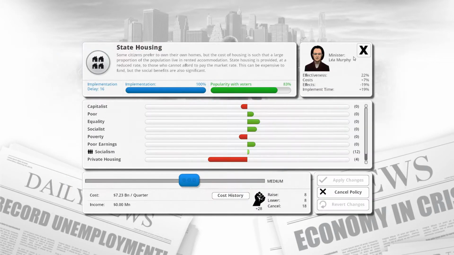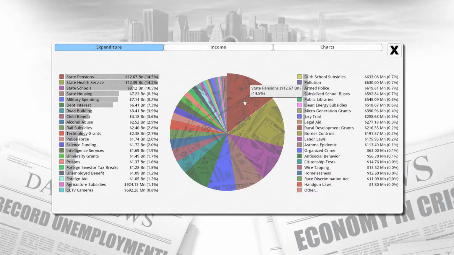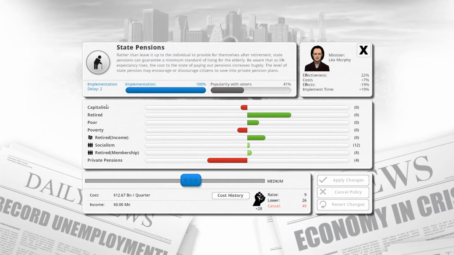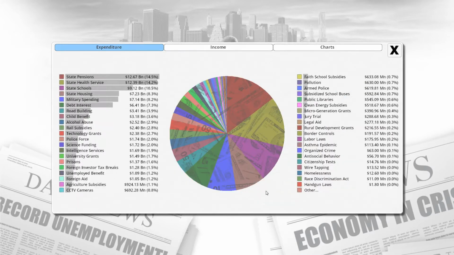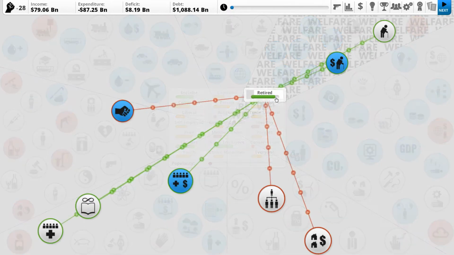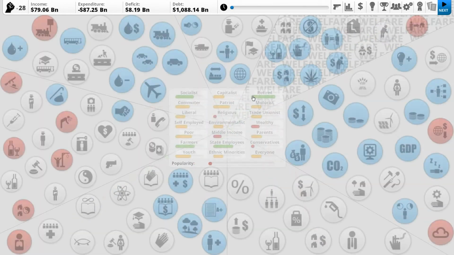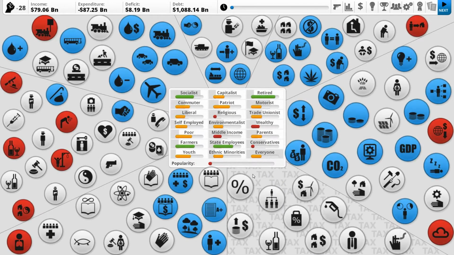Everybody likes schools, everybody likes housing. Nobody likes military spending. Well, not too many people anyways. But we're only spending $7 billion on that. So I think we're going to start by lowering state pensions. This has the highest benefit for the retired or the poor. So let's take a look at the retired first. Let's just look at the simple one. The retired right now, they're really satisfied, but the thing is we don't have a lot of retired people in our country, so that doesn't really mean much to us.